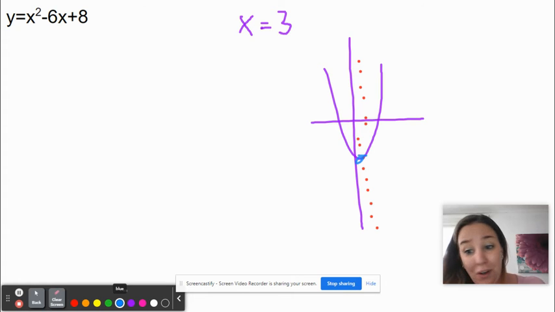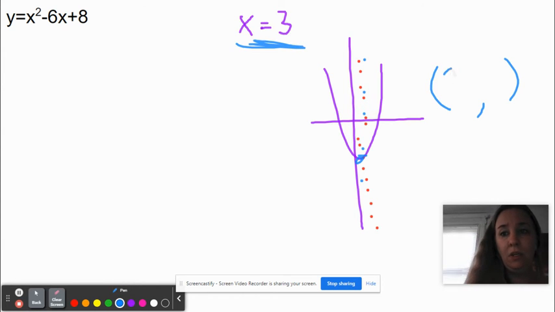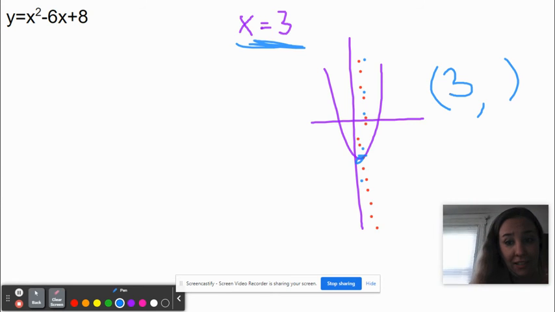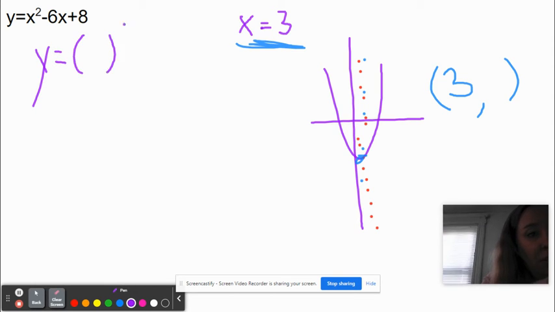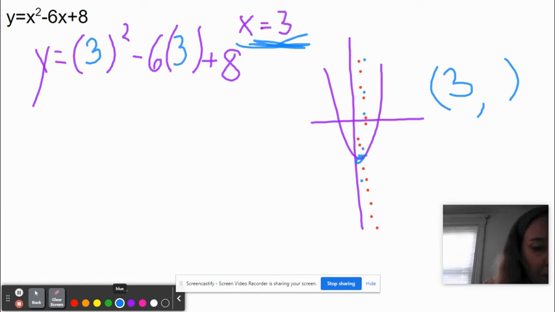Think about it. We know what the x coordinate is, don't we? We sure do, because every point on this line is 3. So now to find our vertex, we need to find what y is equal to when x happens to be 3. So I just need to rewrite y equals, but instead of writing x, I'm going to leave blank spaces. And since I know that x is 3, I just plug it in and solve, okay?